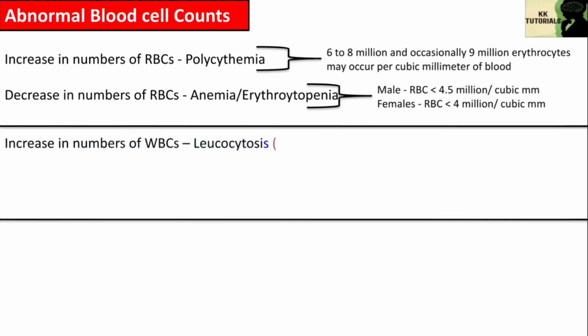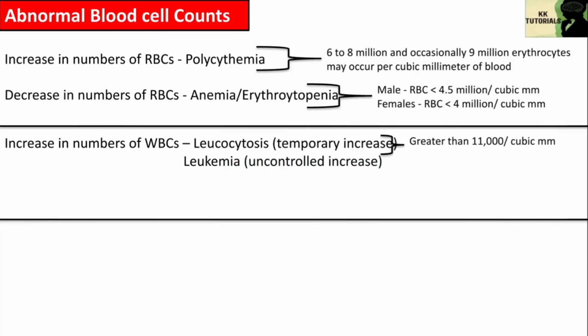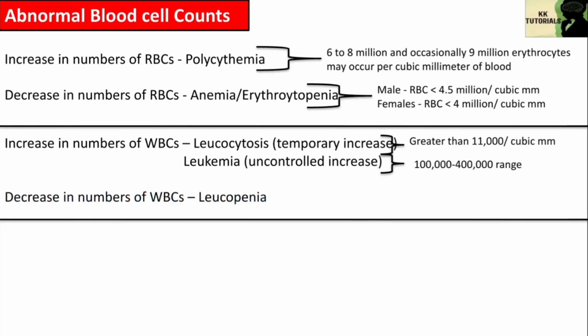A temporary increase in the number of WBCs is called leukocytosis, where leukocytes reach up to 11,000 per cubic mm. It is due to infection. It also occurs during pregnancy and in newborn babies. An uncontrolled increase in the number of WBCs is a type of blood cancer called leukemia, where the WBCs reach up to 1 lakh to 4 lakh. A decrease in the number of WBCs is called leukopenia, where the WBC count is fewer than 3,500 per cubic mm.